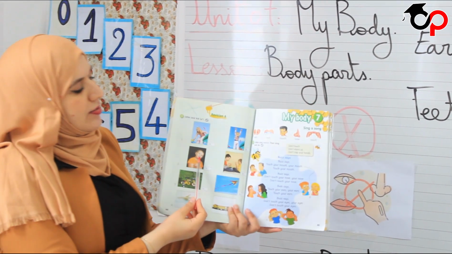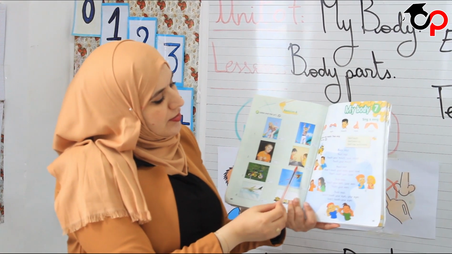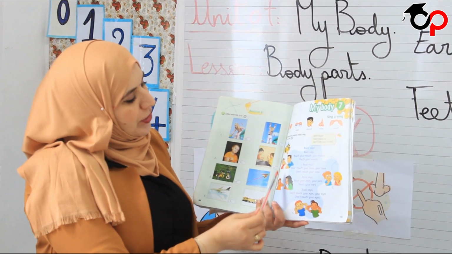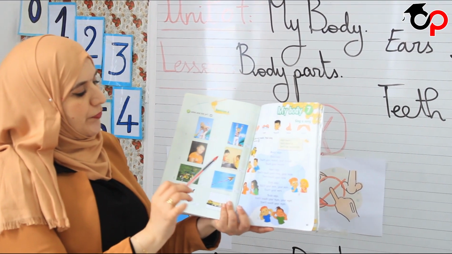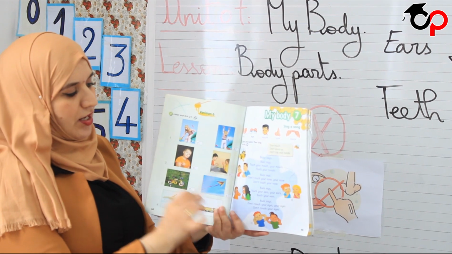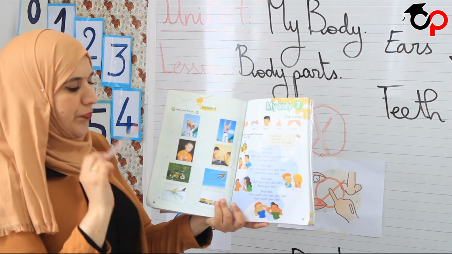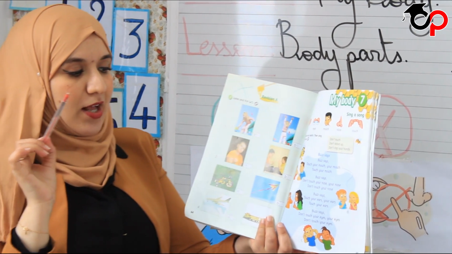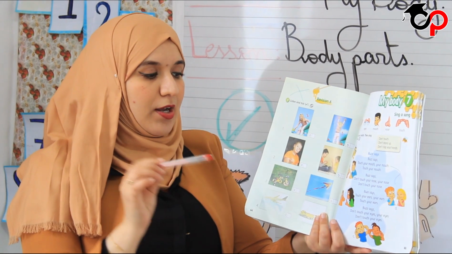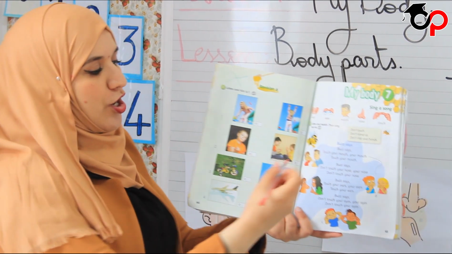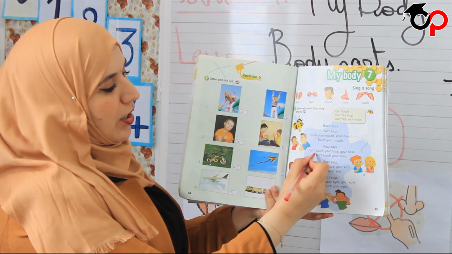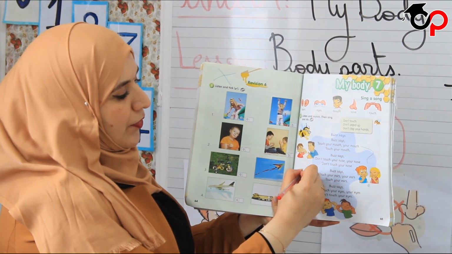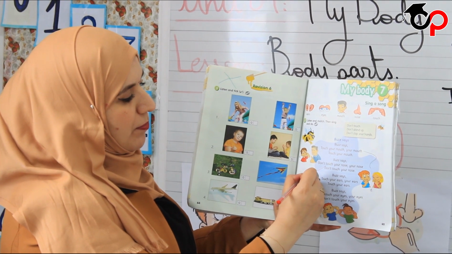So, let's see which picture is appropriate for the second part. A, who is touching the eyes? No. B, the girl is touching her nose and the woman, or the mother, is saying don't touch. So, the second part is with picture B.